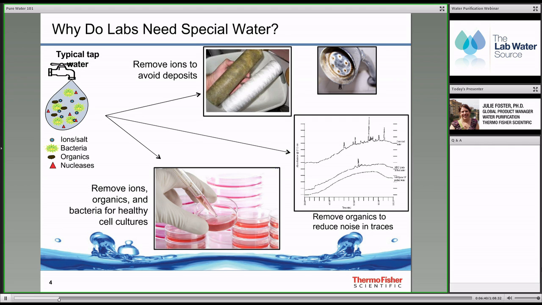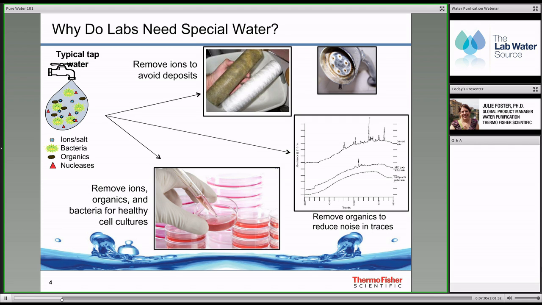Then in the middle arrow, it's pointing to an HPLC trace. The top trace, you can see it's in very small print, is deionized water. So deionized water removes ions. It doesn't remove organics, which is what an HPLC trace will look for. So you see all the peaks of impurities that are in that water. So DI water is not a great choice for use in HPLC.